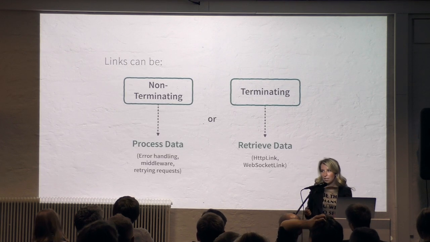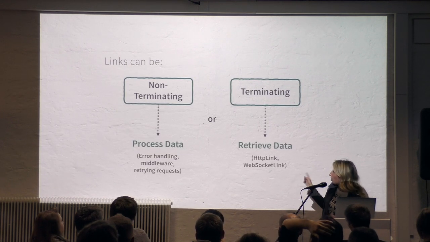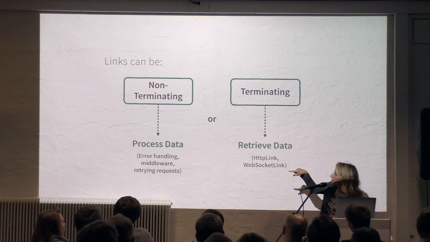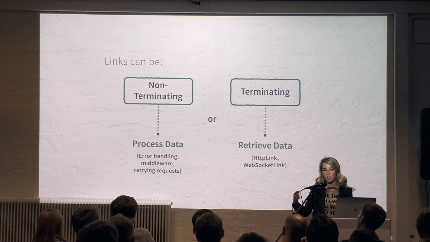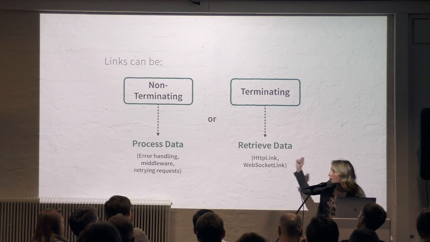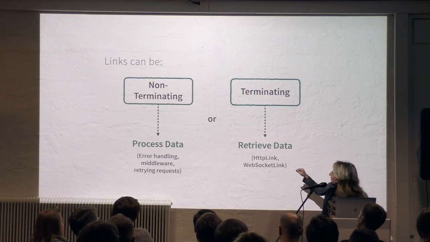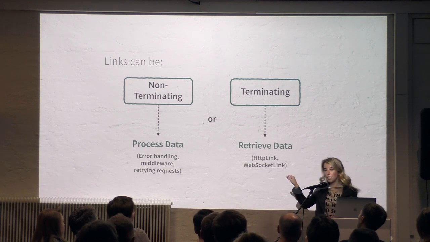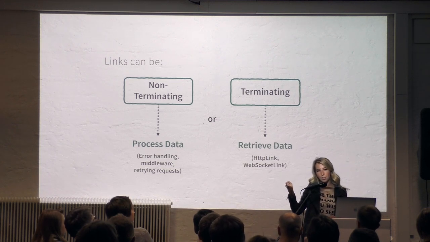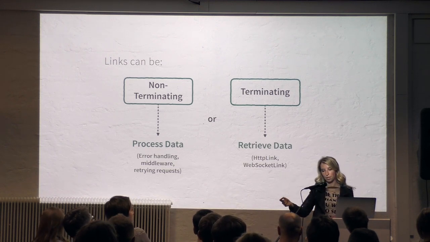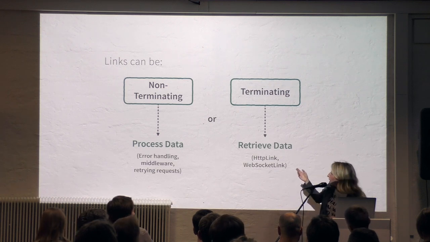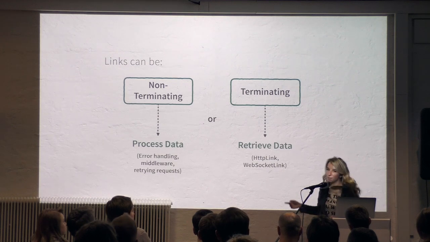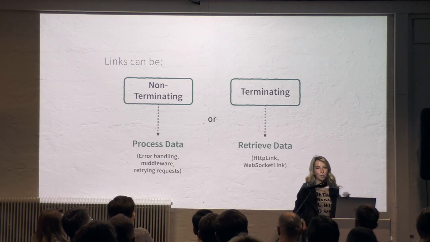So links can either be non-terminating or terminating. Non-terminating links are your error handling links, your middleware, your retry links, the ones who process your data. And then on the other hand, we have terminating links. These have to be the last in your chain because they're the ones that actually retrieve the data. They return an observable, which then fulfills with a result. Those are things like the HTTP link and the WebSocket link, which we saw before.